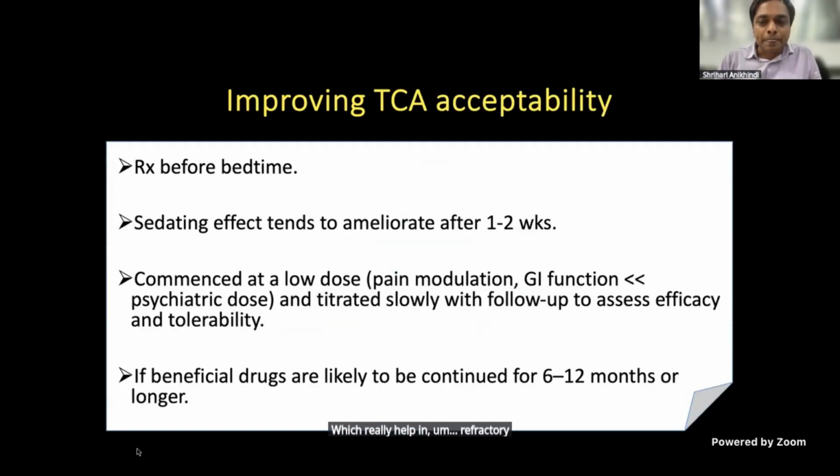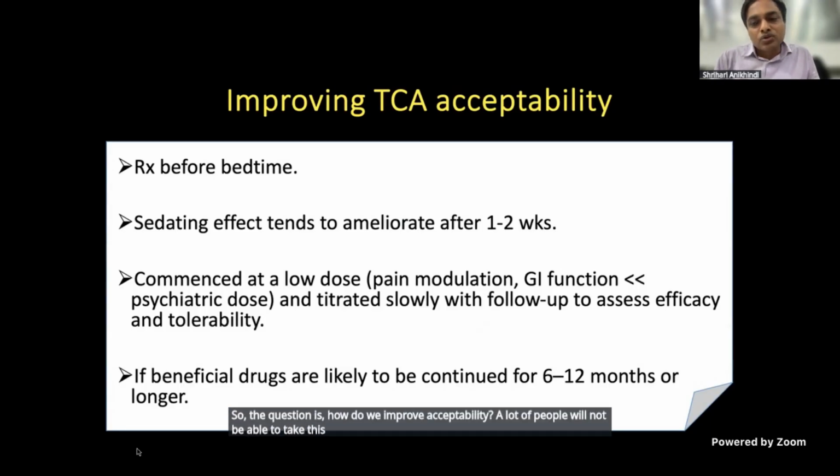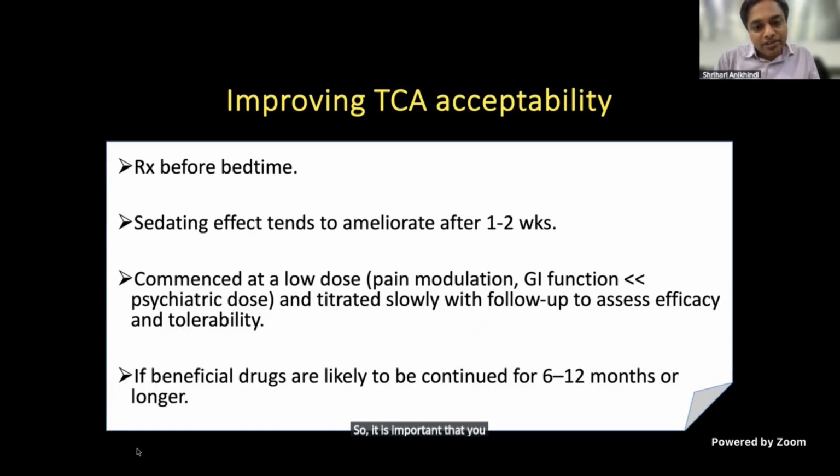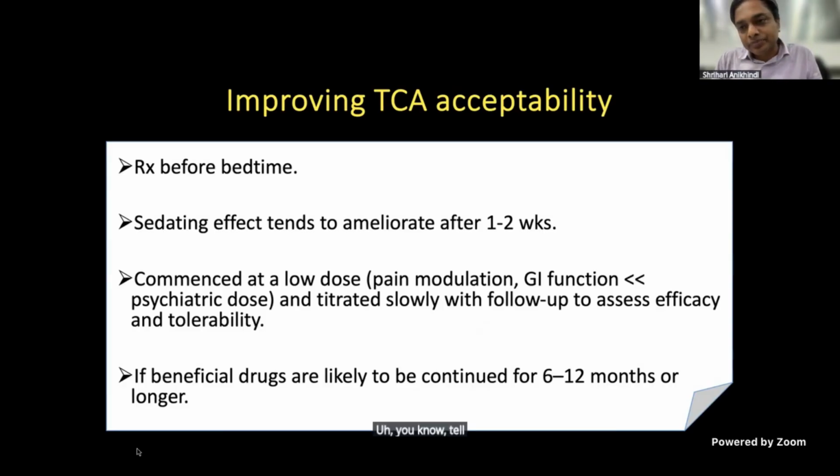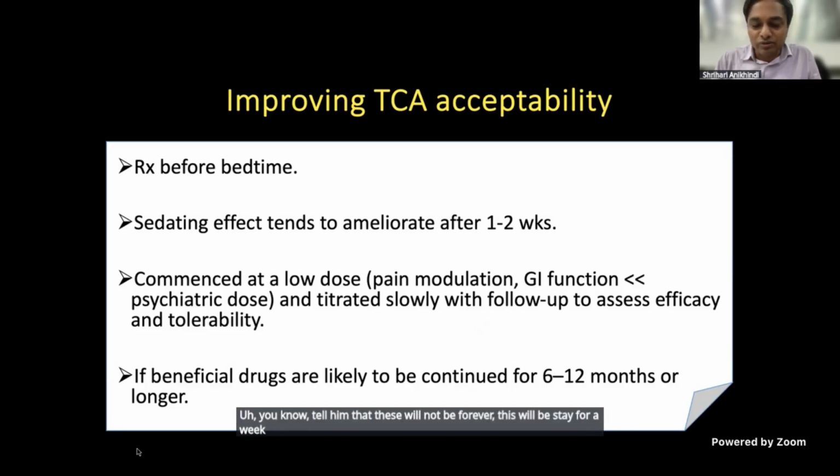So the question is, how do we improve acceptability? A lot of people will not be able to take this very often. So it is important that you give these agents before bedtime. There is a lot of sedating effect with these agents, but these effects are short lasting. They tend to ameliorate over a period of 1 to 2 weeks. So you can tell the patient that this will not be forever. It will stay for a week or two, and then it will go away.